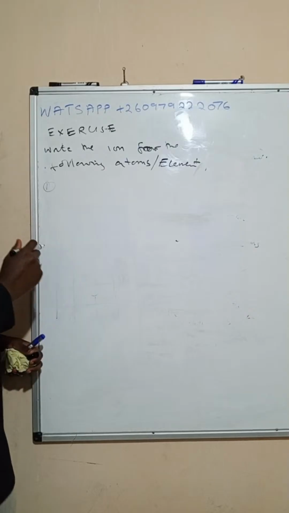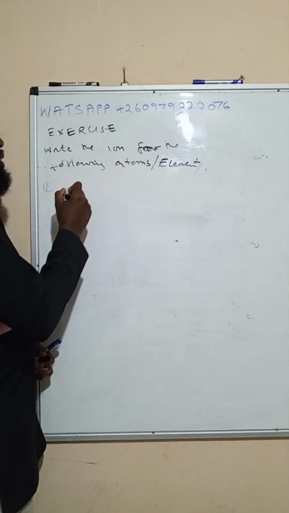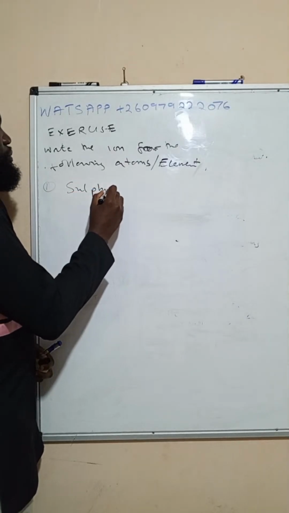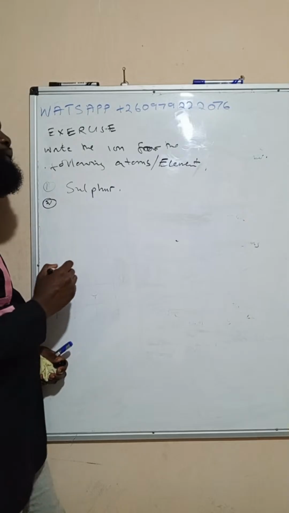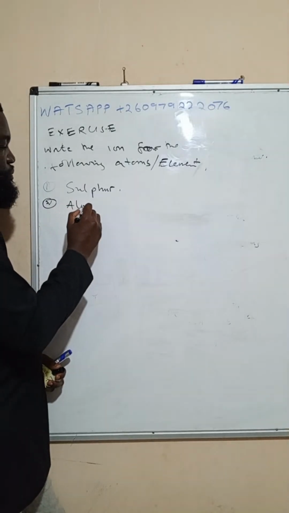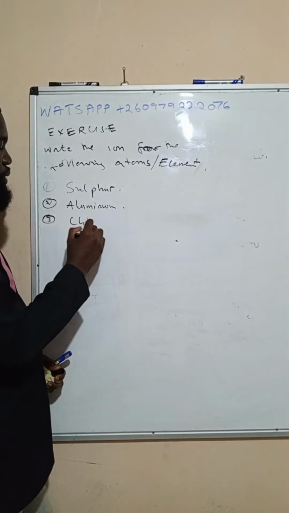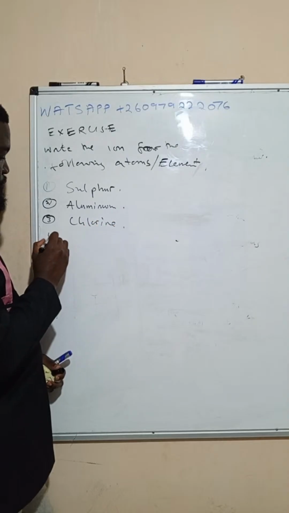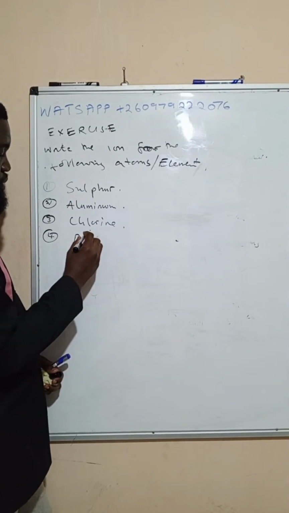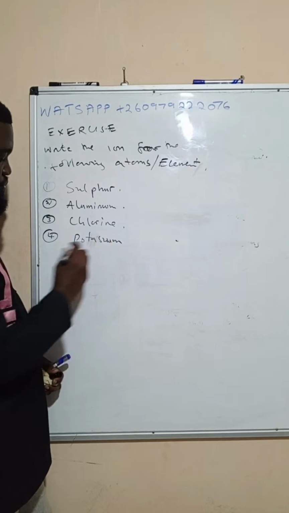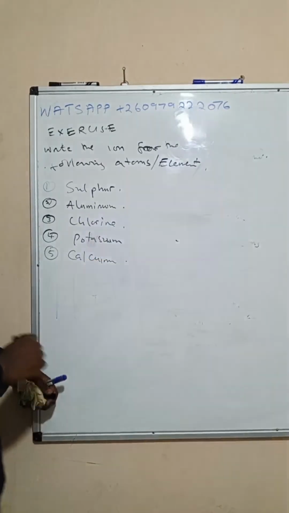First one, sulfur. 2, aluminium. 3, chlorine. 4, potassium. 5, calcium. So you'll be asking, how do you know these things? They're in the brain.